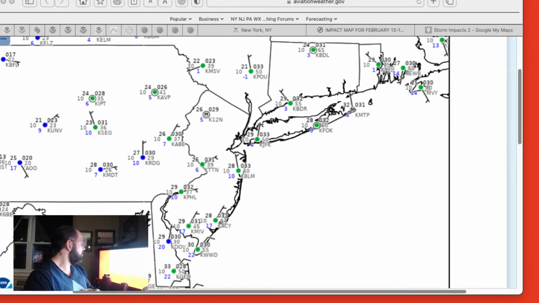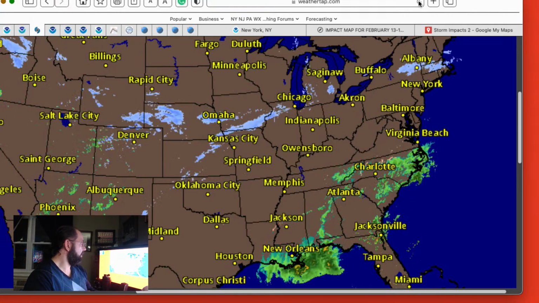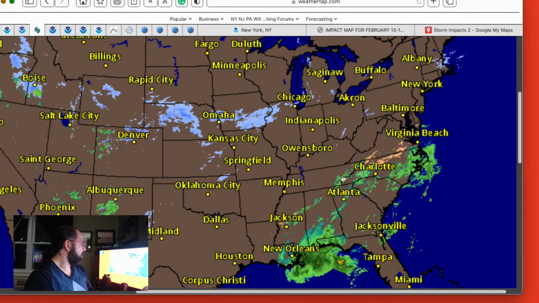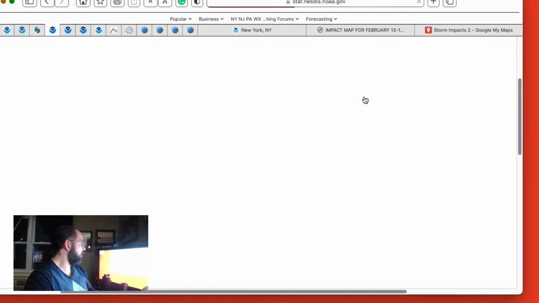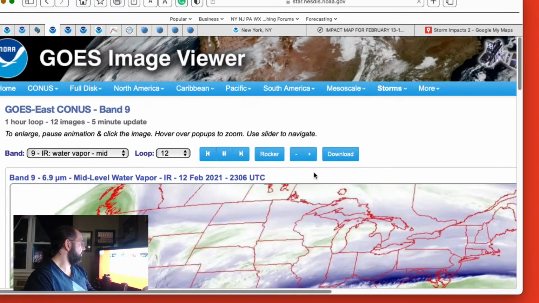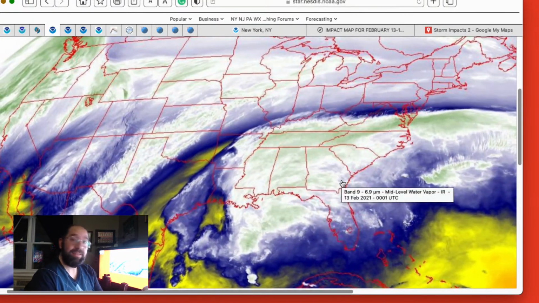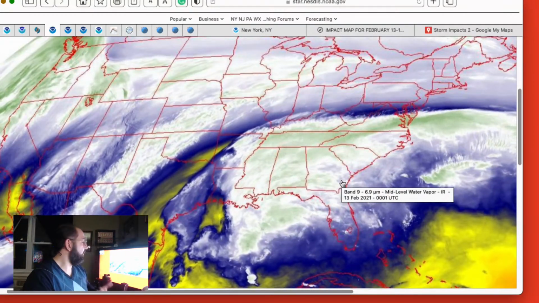So when this moisture starts streaming in, which we could start to see on our radar, see it's starting to develop, but you can see it even better on the water vapor satellite picture. Of course, it's not loading right now. Why would it? Let's refresh it. There we go. Okay. Now this is pretty impressive. This is called the water vapor satellite picture.